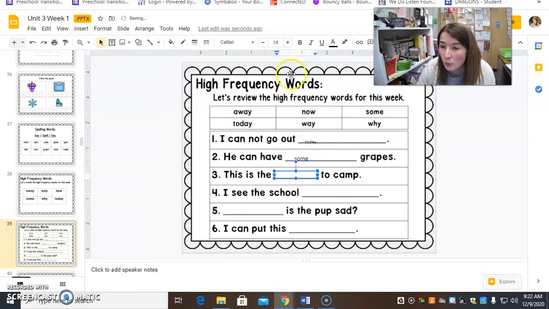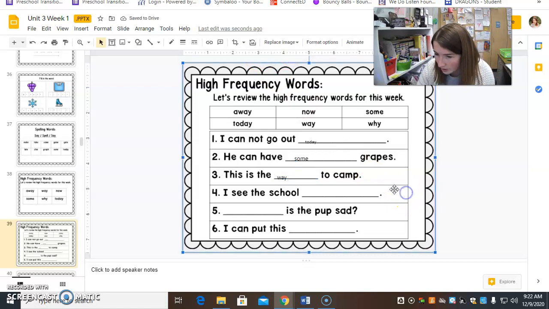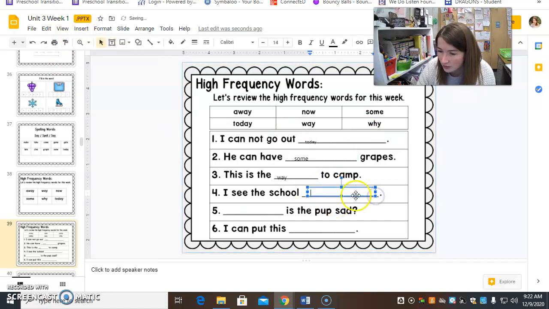This is the blank to camp. This is the way to camp. Good job. I see the school. So what words do we have left? We have away, now, and why. So I see the school today. Very good, today. That's two different words put together.